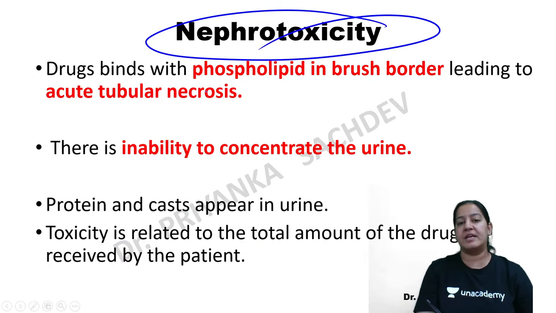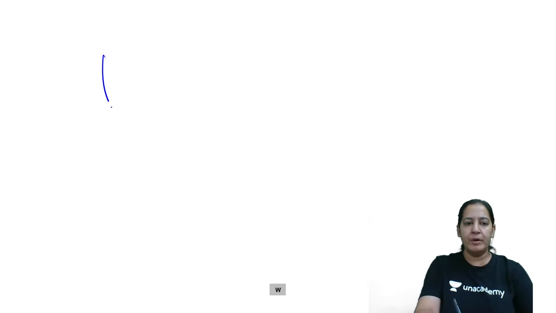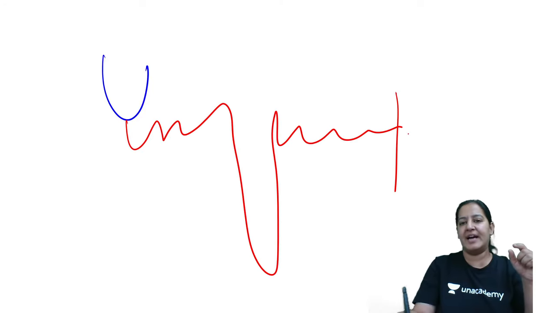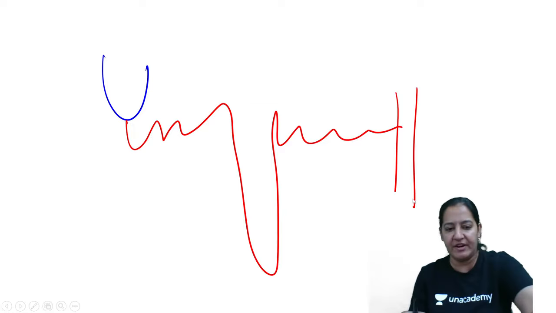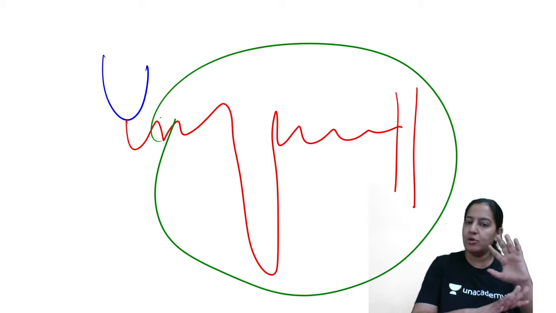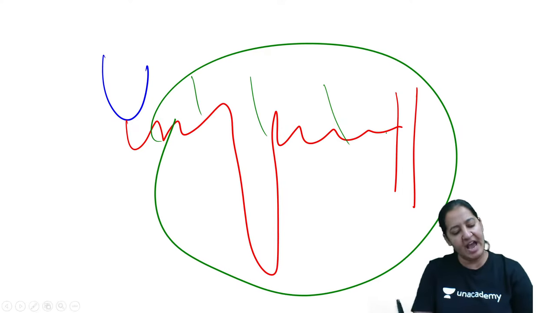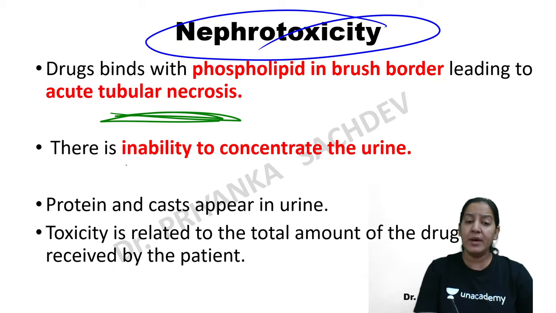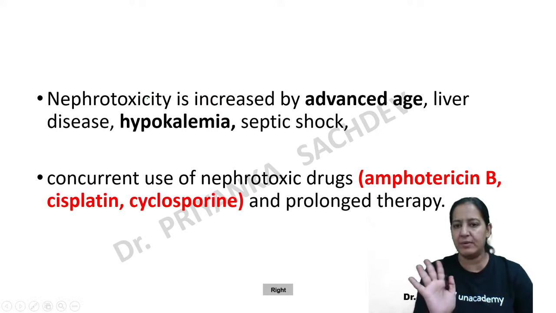Coming to nephrotoxicity, that is kidney damage. In the kidney, we have the nephron. In the nephron, we have the glomerulus, and apart from it, we have tubules: PCT, loop of Henle, DCT, collecting duct. The nephron is damaged by the aminoglycoside. Which portion? The complete tubules. It is not glomerular damage, it is tubular damage. In the tubule, PCT, loop of Henle, DCT, everything is damaged. So basically tubular necrosis occurs with aminoglycosides, causing inability to concentrate urine. Again, thankfully, this one is reversible.